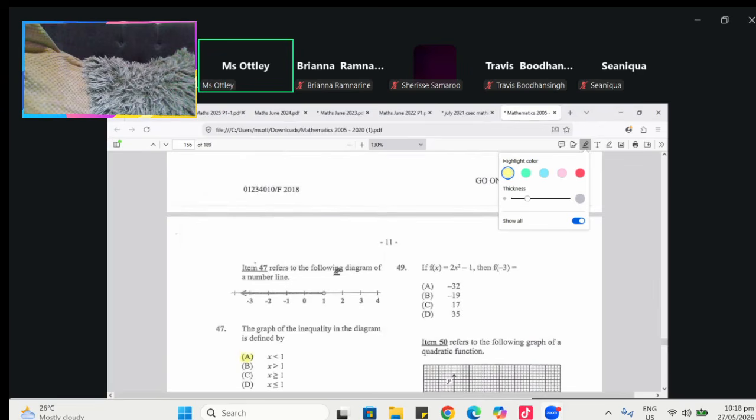$49. If f of x is equal to 2x squared minus 1, then f of negative 3 would be equal to... So we're substituting here. Wherever I see x in the function, I am replacing it with negative 3. So I have 2, open brackets, negative 3 squared minus 1. So that's 2 by 9 minus 1. 18. 18 subtract 1 is 17. My answer is C.